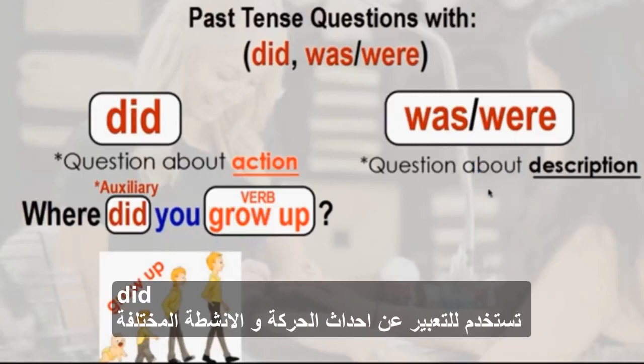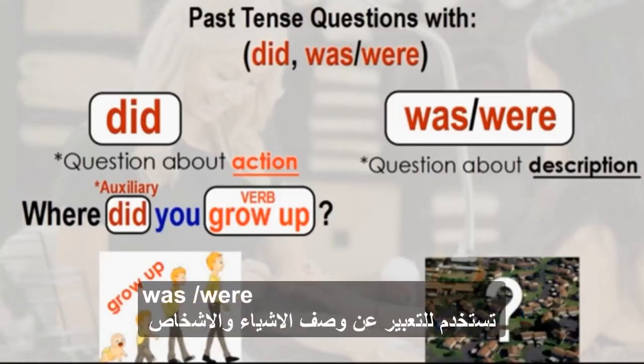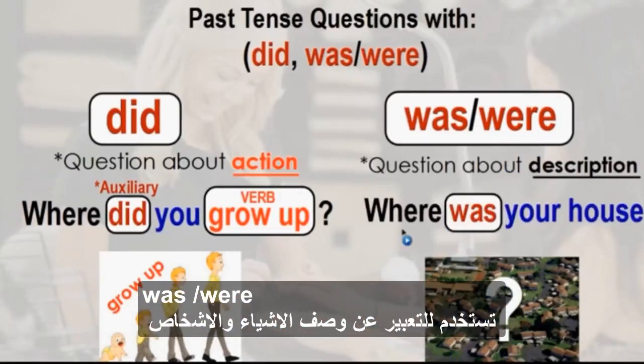Now, was and were is different, because it's a question about description. So if I want to know your house location when you were young, I would use was and were, because it's a question about a description. So I'd say, where was your house? Now notice, when I use was or were, there is no other verb in the question. It's the only verb. This is not a question about action. It's a question about description. So was and were are the only verbs. Remember, did is for action, so we use did when we ask a question about the verb, about the action. Where did you grow up? And was and were are questions about description.